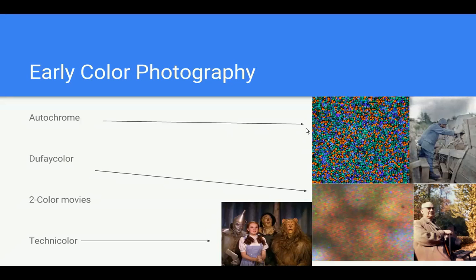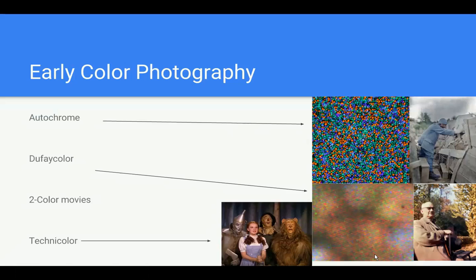Another process was known as the Dufay color process, which used essentially the same idea as the Kodachrome, but instead of using a mosaic of potato starch grains, it used printed dyes upon the glass plate or upon the film, where it would print a red line, a green line, and a blue line, all in different directions.